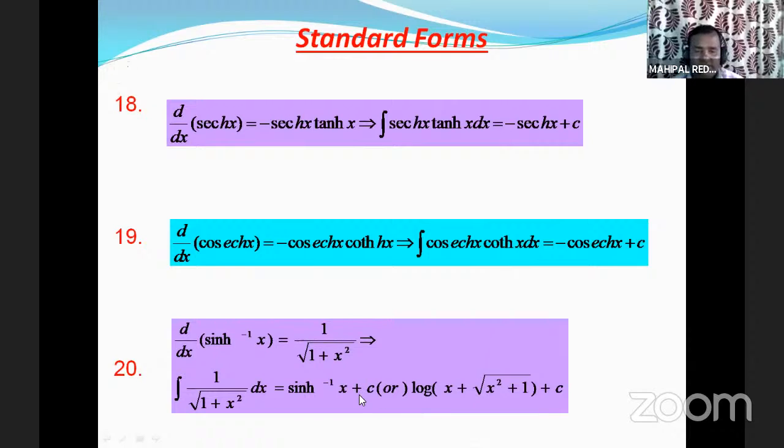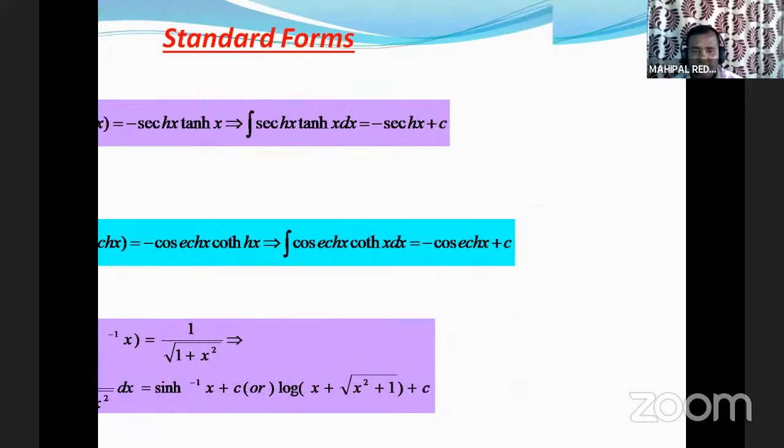Or this we can also express in logarithm form. Instead of sinh inverse of x, we can write log of x plus under root of x square plus 1, plus c. C is the constant here in all problems. So children, listen. The integration of 1 by under root of 1 plus x square equals sinh inverse of x, or log of x plus under root of x square plus 1, plus c.